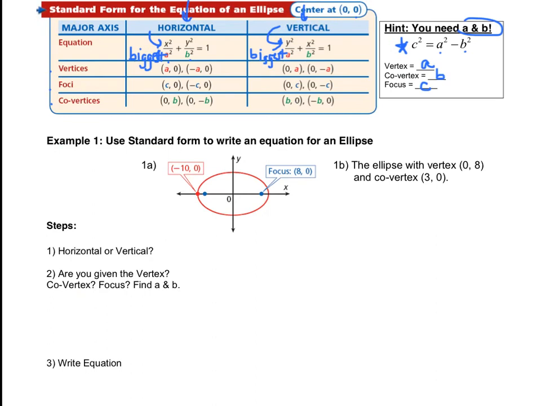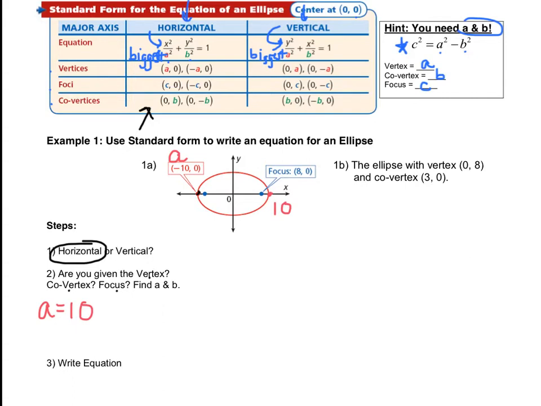The first example has been drawn for us, so it's really easy to tell by looking at the picture that we have a horizontal ellipse, which means we're going to use the equation in the horizontal column. Now let's figure out if we have the vertex, covertex, or the focus. So I'm going to just label. Since this point right here is on the major axis, that tells us that the number right here, that -10, is A. Over here on the other side would be the other vertex, and it would be at +10. So we're going to go ahead and use A as +10.